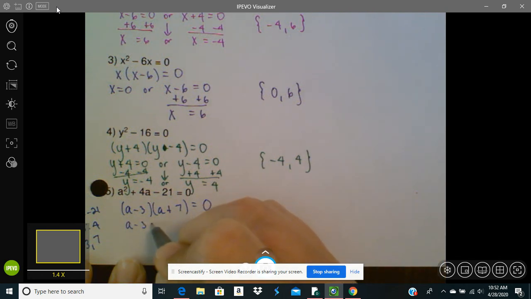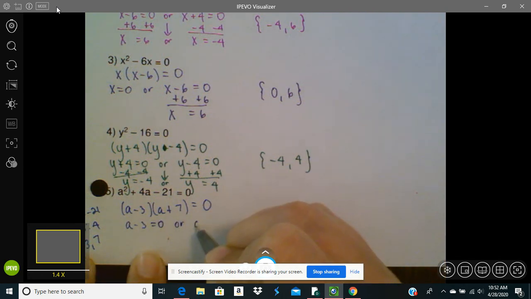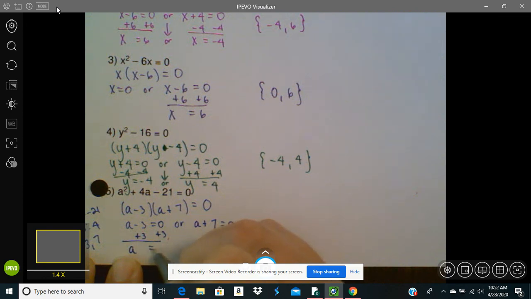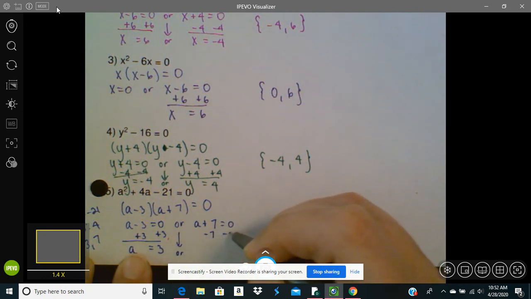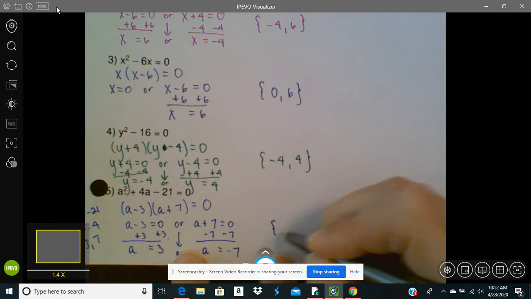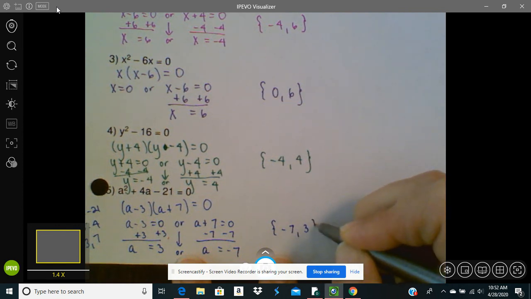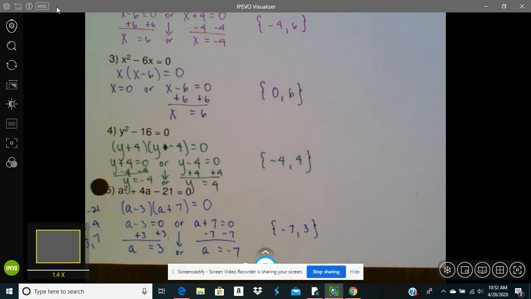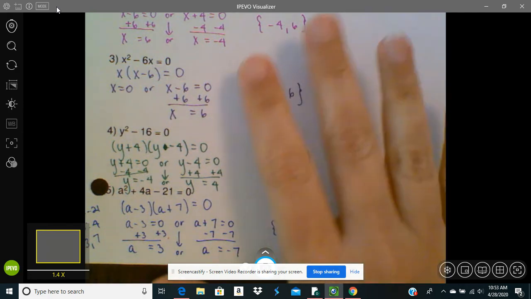So we set each individual factor equal to 0. Now we're going to add 3 to both sides over here. We get a equals 3, or we subtract over here and we get -7. So my possible solutions are -7 and 3. Again, I go from least to greatest. All right, what'd you think? That was nice, right? Okay, so now we're going to get a little crazier.